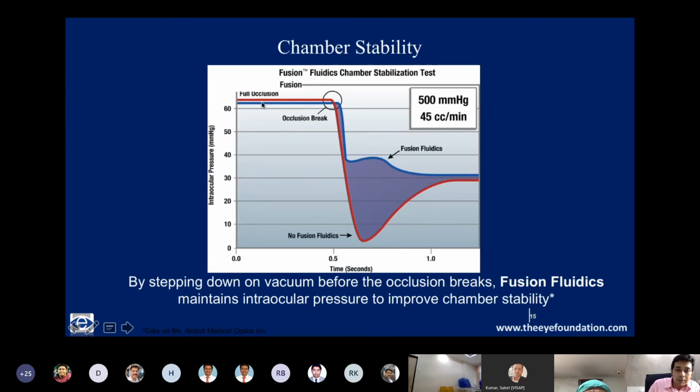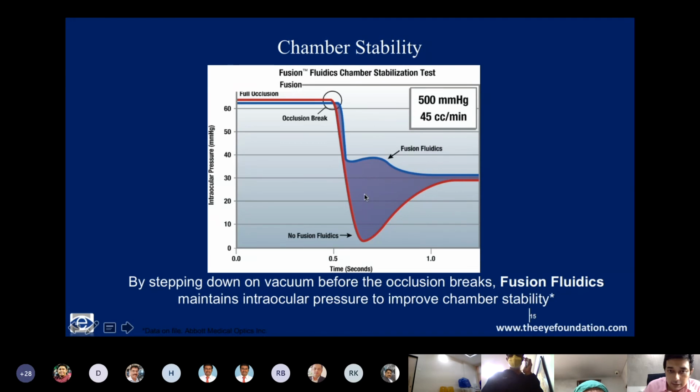Just a pictorial depiction of what happens when you don't have this drop. When you're using fusion fluidics, this is how gradual and slow the intraocular pressure drop is. But whereas when you have the occlusion break at this point with the full occlusion, it drops suddenly to this level. So you can see that this is the volume of fluid which you are actually saving by using this fusion fluidics. If not for this fusion fluidics, you would actually be dropping to this level, and this amount of excess volume from the anterior chamber would be removed, which could then result in surge.